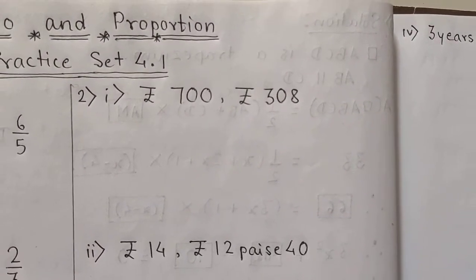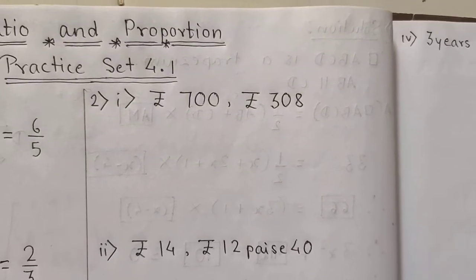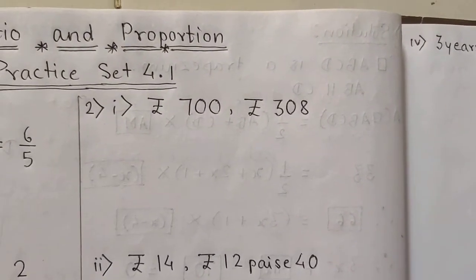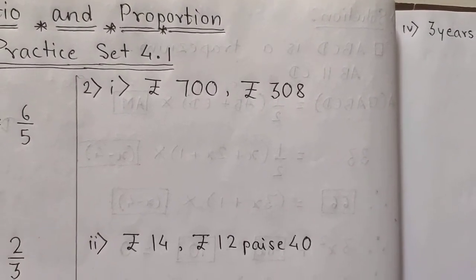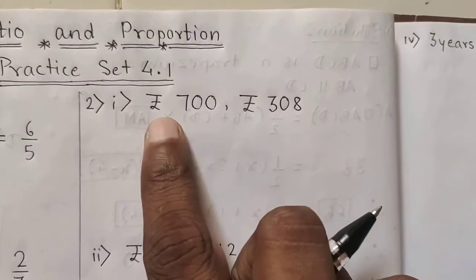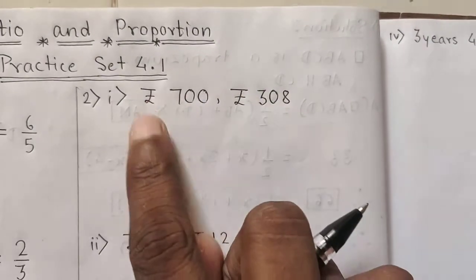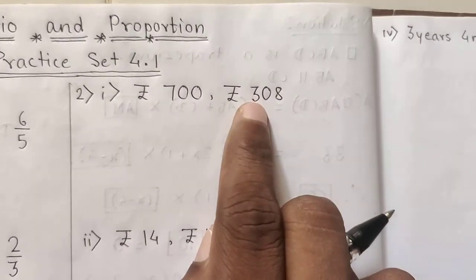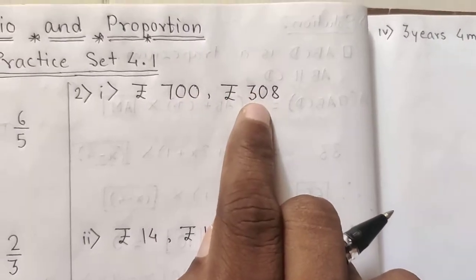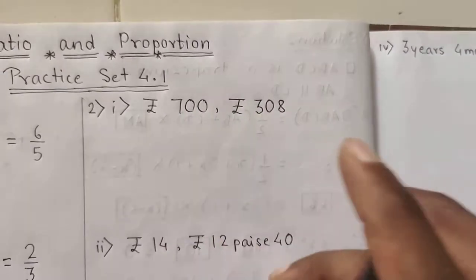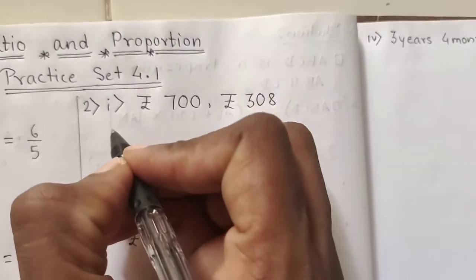Whenever you are taking a ratio, you should take care that all the quantities must be of the same type. Like this is rupees, so this is also rupees, so both should be the same. In this case, we already have the same quantity, so we can easily find the ratio. So let us do that.